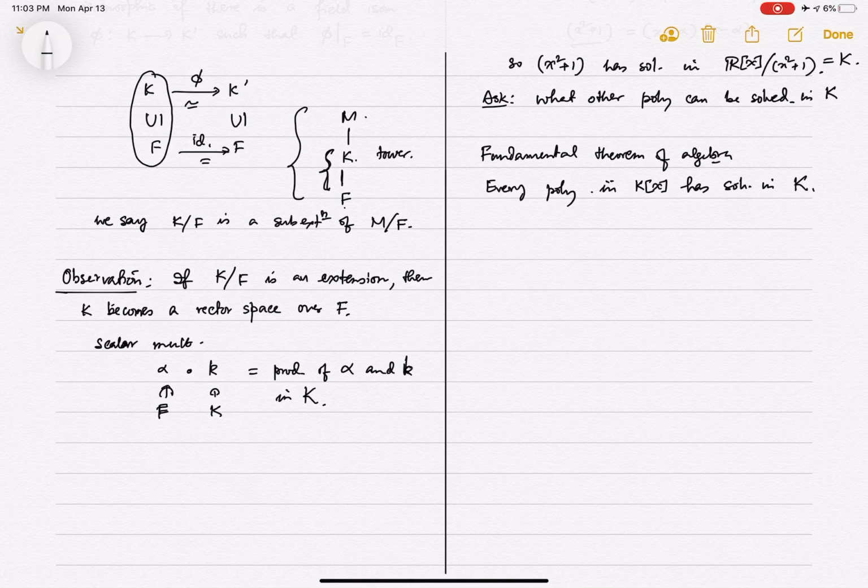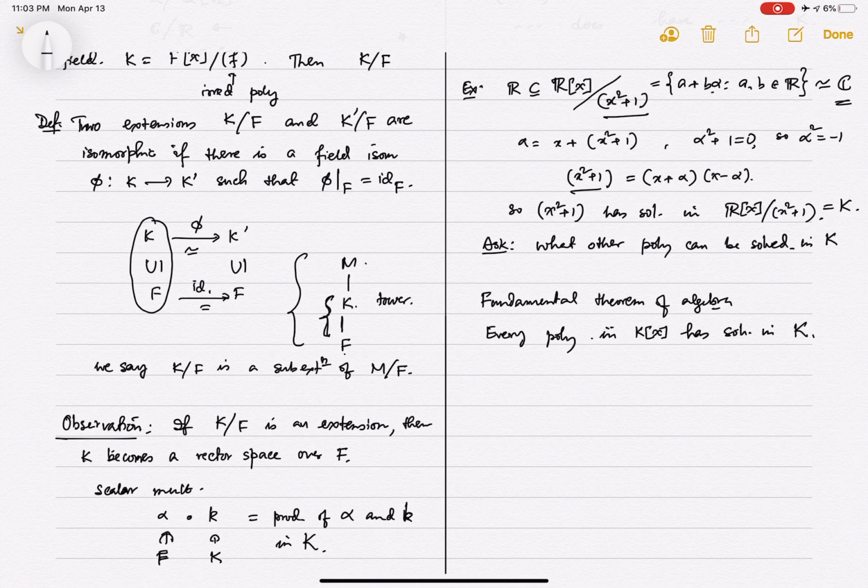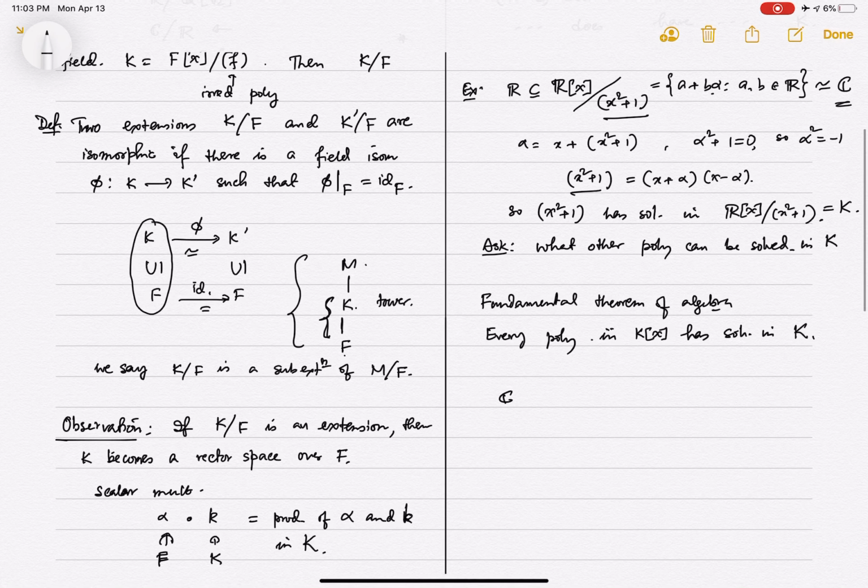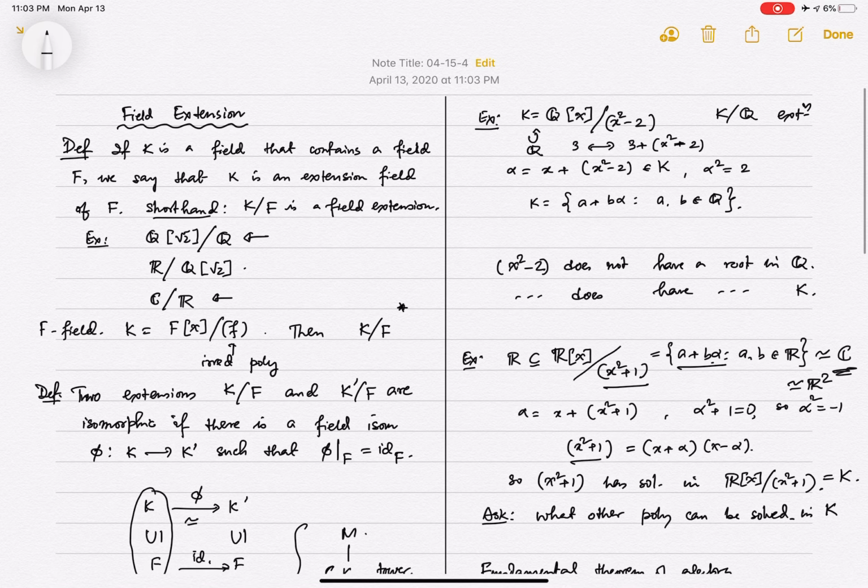So K becomes a vector space over F. Just like the complex numbers, this is a vector space over the real numbers. It's really just the two-dimensional vector space, right? You can write these as a plus b times i, and so identify that with the pair a, b. That gives you a two-dimensional vector space. So this is isomorphic to R^2. For example, here, this is isomorphic to Q^2 as a vector space.